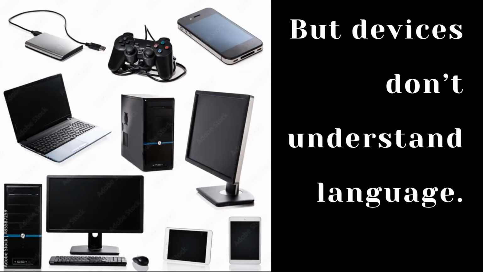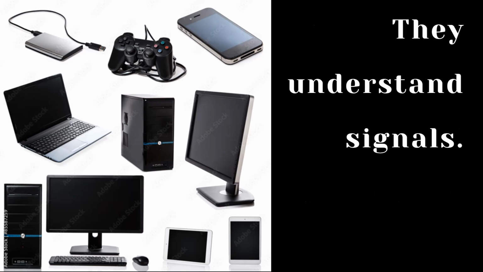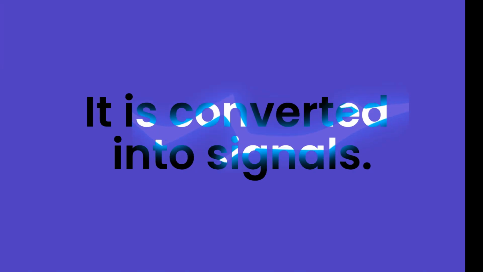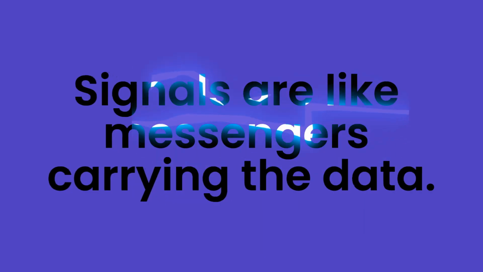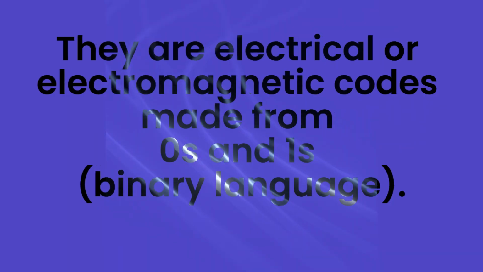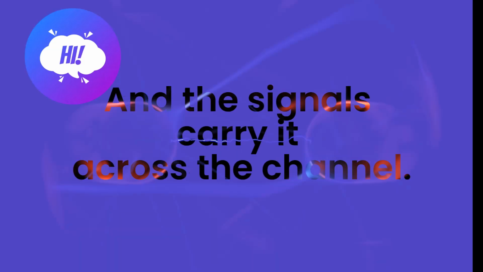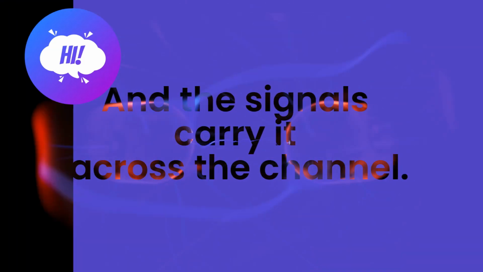But devices don't understand language, they understand signals. When this data is transmitted from one place to another, it is converted into signals. Signals are like messengers carrying the data. They are electrical or electromagnetic codes made from zeros and ones, binary language. Example: typing "hi" is turned into 0100100011010 01001 before being sent, and the signals carry it across the channel.